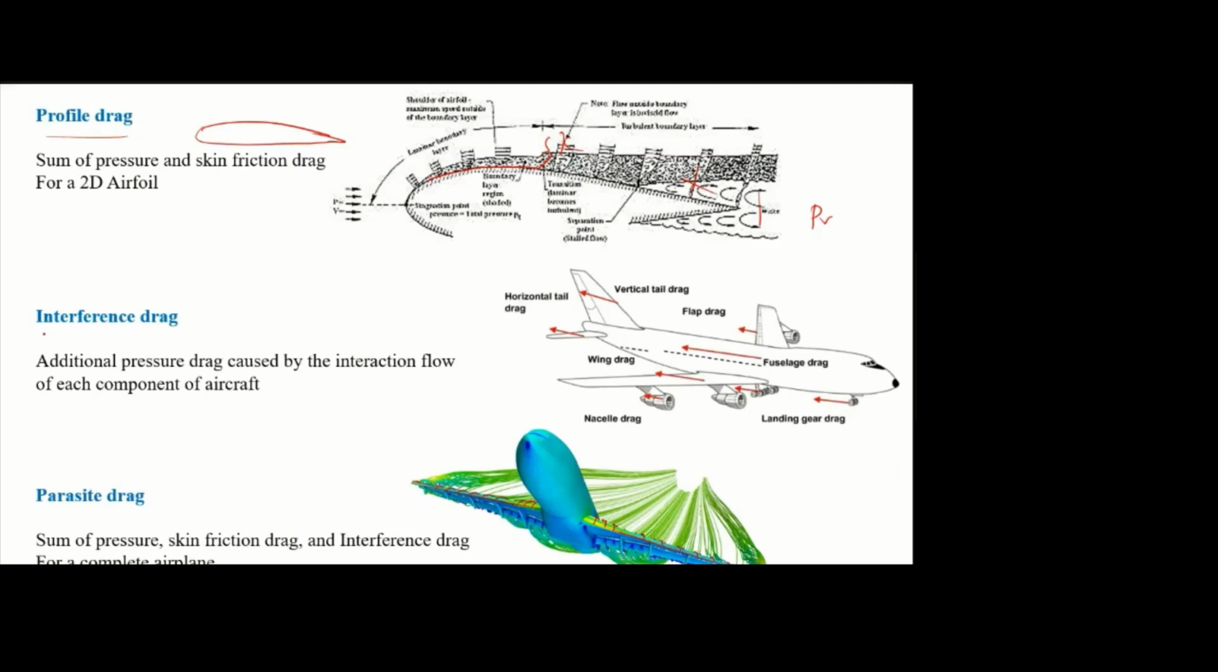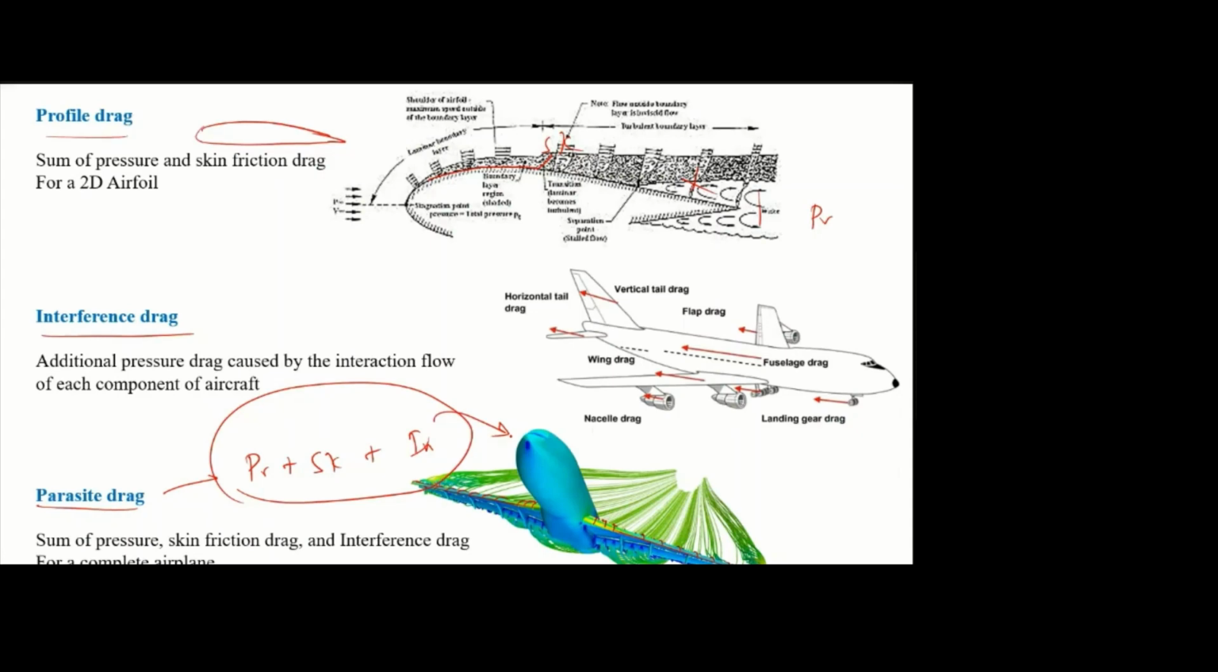Then interference, the interaction of flow between all the components. Then parasite drag. So parasite drag means for the complete airplane. Here we are adding pressure drag, skin friction drag, and this interference. If you add all those things, we can get the complete airplane drag, that is called parasite drag.